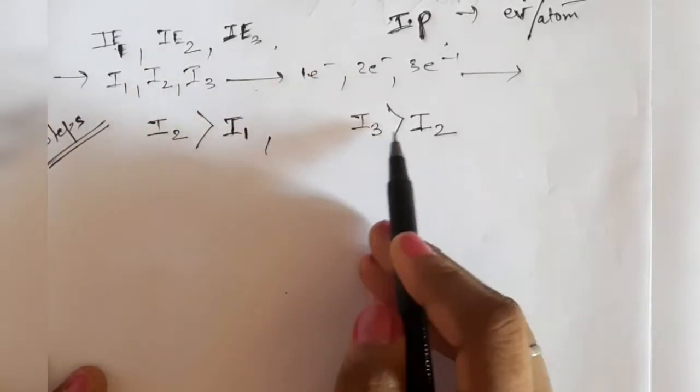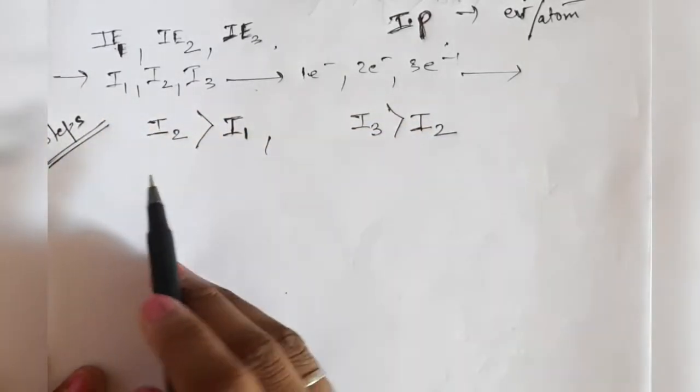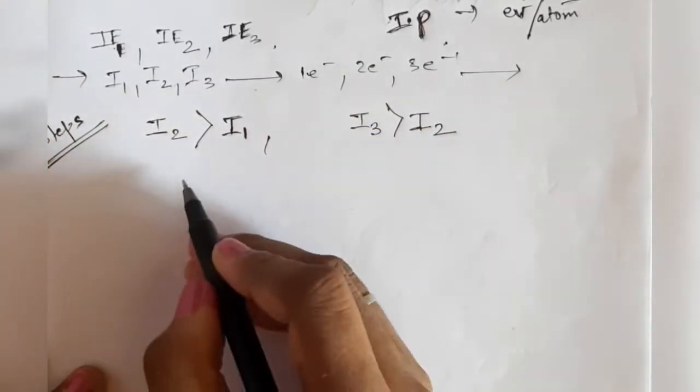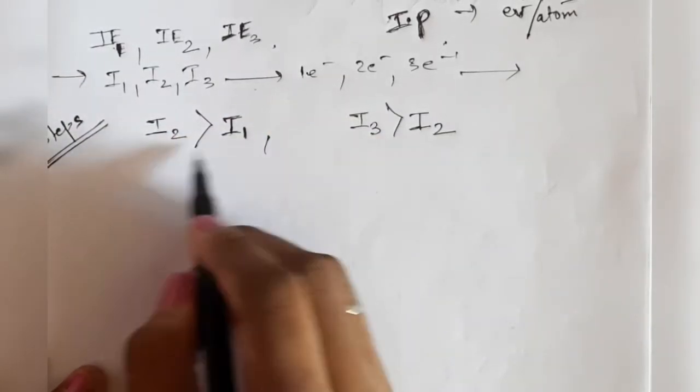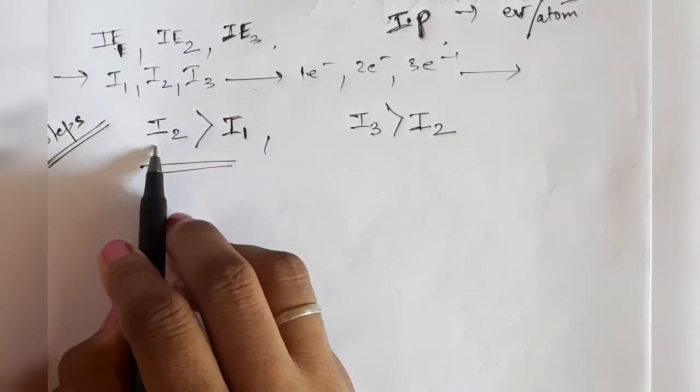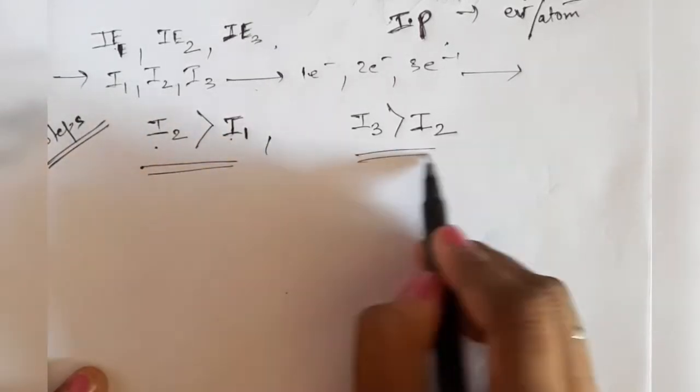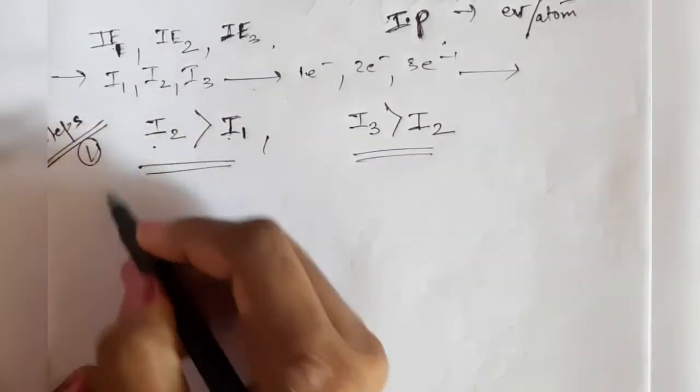Why? Because you are removing one electron, then two electrons, then three electrons. So the ionization energy increases from I1 to I2 to I3. So your trend is this: the second ionization energy is more than the first, and the third is more than the second. So this is your first point.